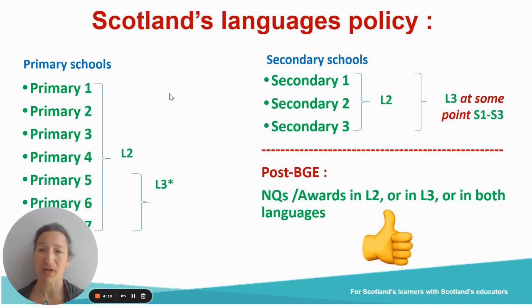Secondary schools would ideally be continuing the L2 that started in P1, and that would go through to the end of S3, the end of the broad general education, and that's the entitlement. And then at some point within the BGE, there would be an L3, but it doesn't need to be in each of the 3 years. It could just be in one of those 3 years.